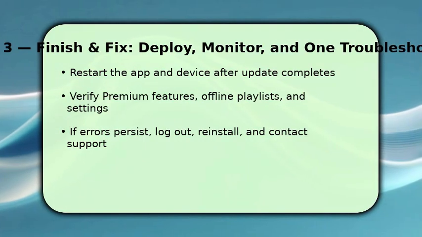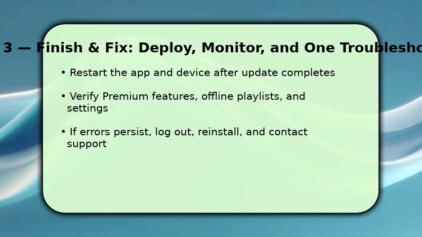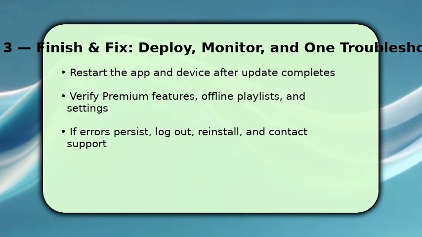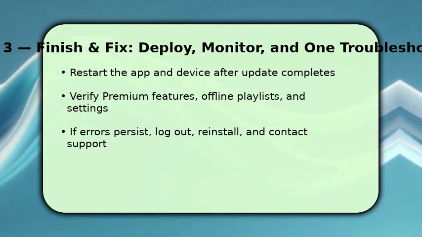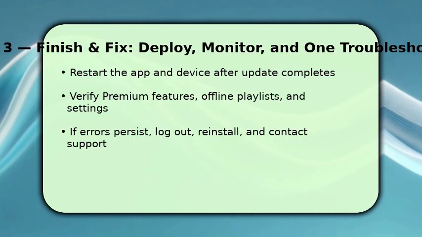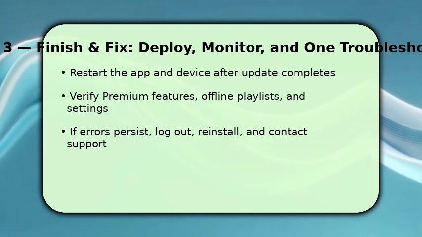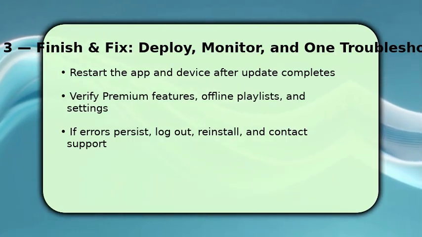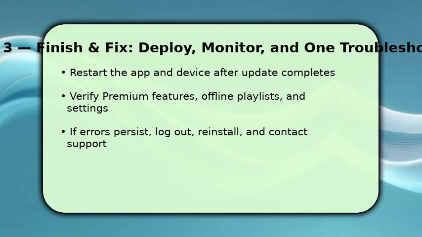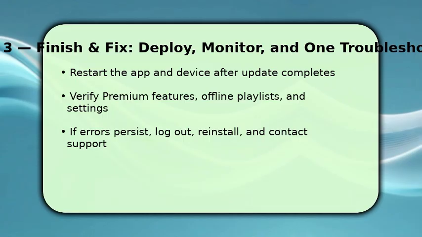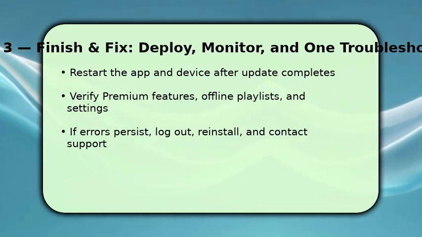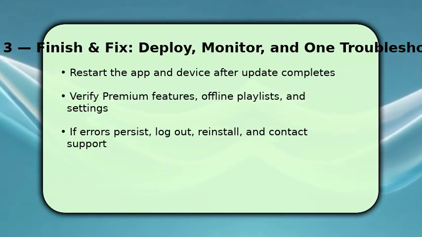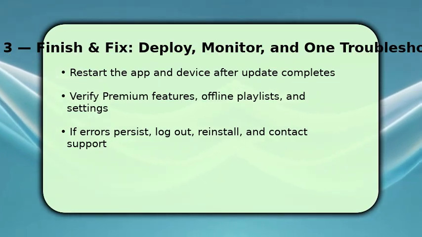You finish by restarting the device and launching Spotify to let final migrations complete. This ensures new binaries load correctly. Once launched, confirm your premium features, offline playlists, and playback quality settings are intact. If you notice missing tracks or sync errors, sign out, reinstall the app, and sign in again to refresh credentials. One key troubleshooting tip: if updates still fail, enable diagnostic logging or contact Spotify support with error codes and device model. This speeds resolution.